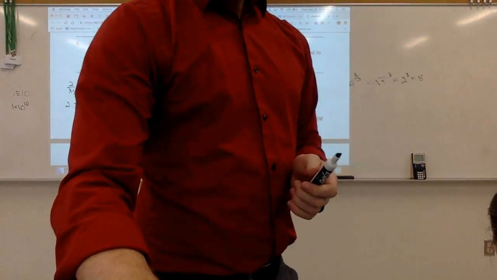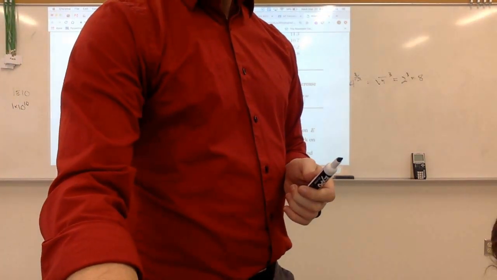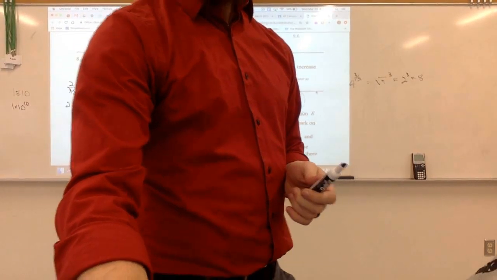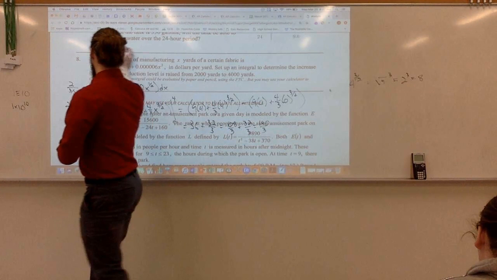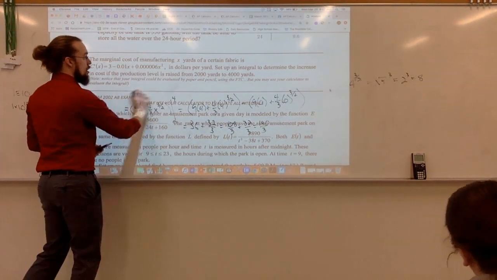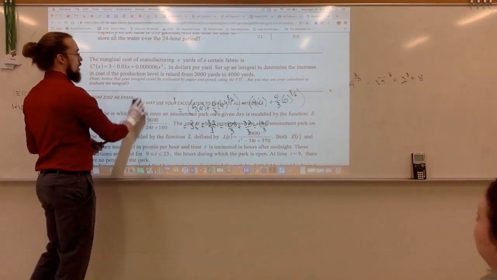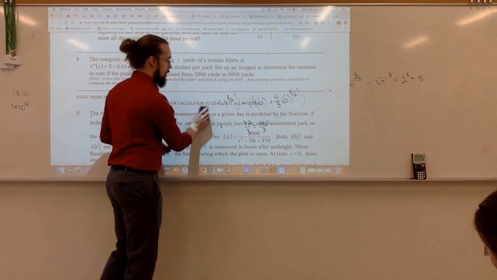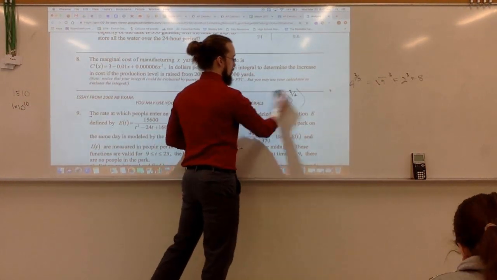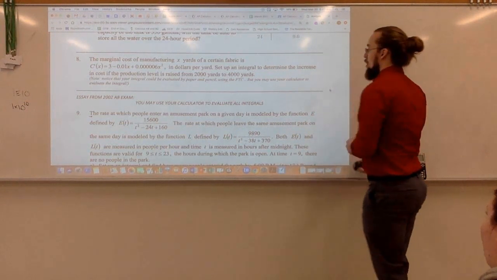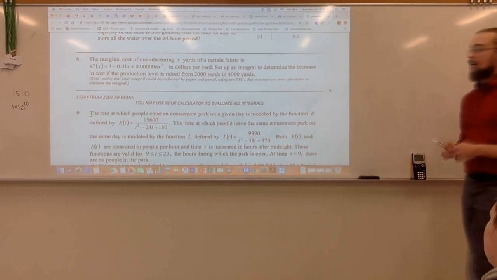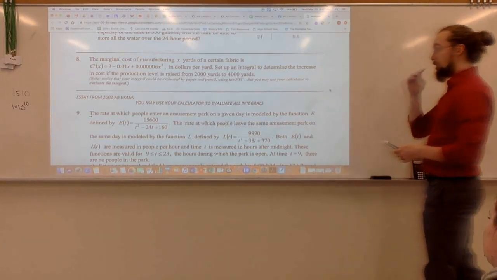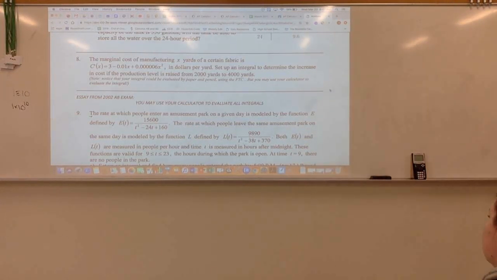Then number 8, somebody said, please help with me? Alright, so the marginal cost of manufacturing X yards of a certain fabric is given by this function, which is in dollars per yard. We want to set up an integral to determine the increase in cost if the production level is raised from 2,000 yards to 4,000 yards.